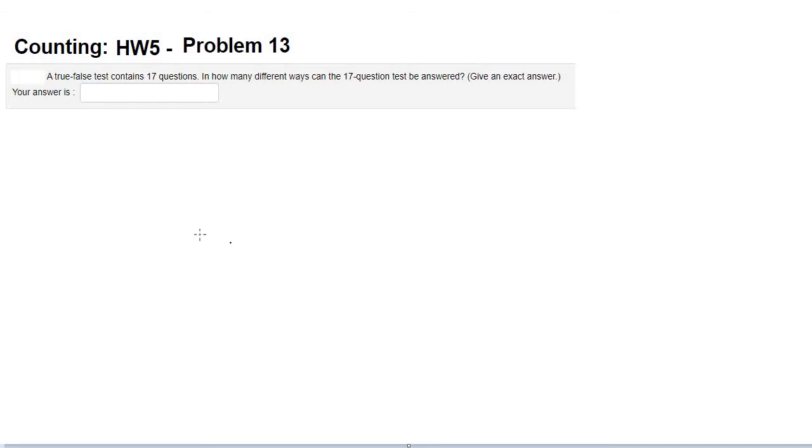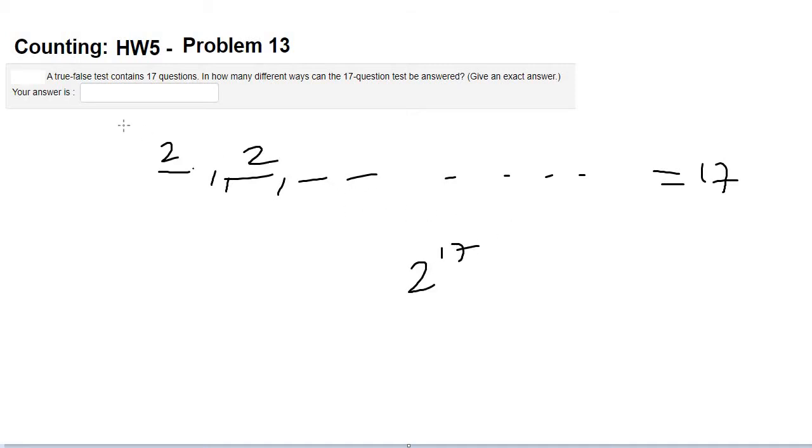Problem number 13. A true-false test contains 17 questions. In how many different ways can the 17 question test be answered? You can think of this question like bit strings, which is 0, 1, or true, false. That is the binary system. We have 17 questions, which is 17 coordinates or spots, and each spot takes 2 options only. So it's going to be 2 to the 17th different ways.